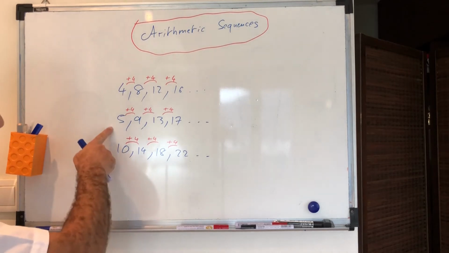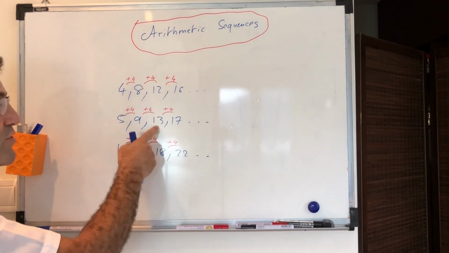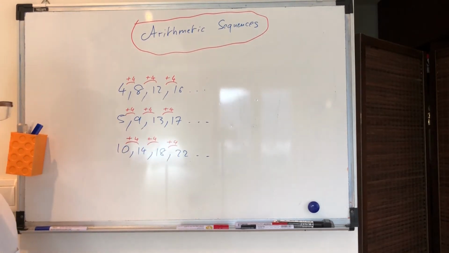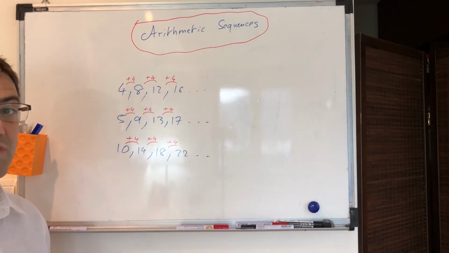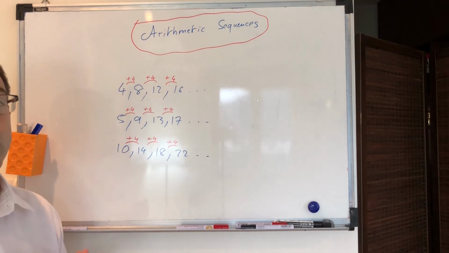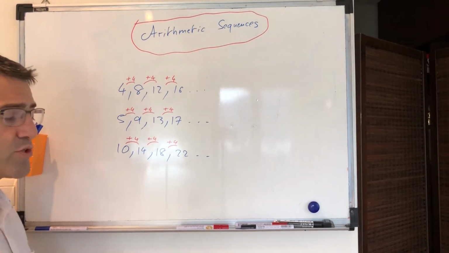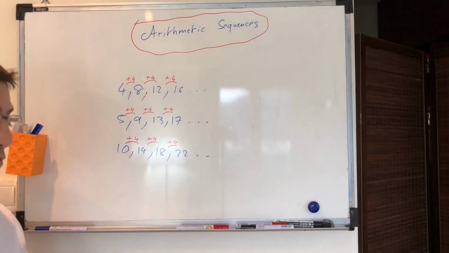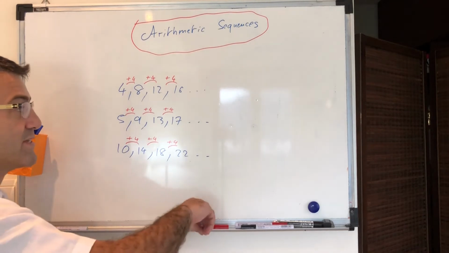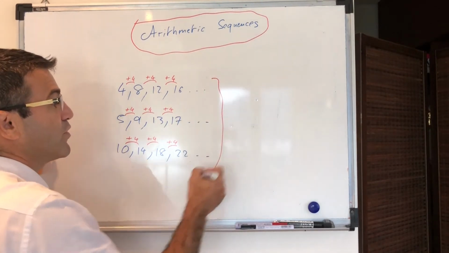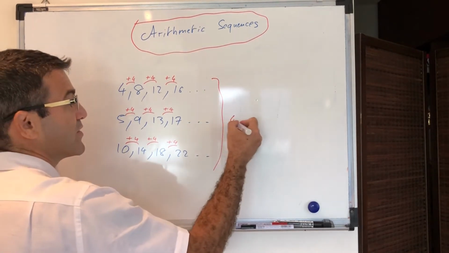And then when you look at the second sequence, which is 5, 9, 13, 17: 5 plus 4 is 9, 9 plus 4 is 13, 13 plus 4 is 17. This is also a sequence that moves in fours. And then the last one, 10, 14, 18, 22, is also a sequence that moves in fours. So all of these are what we call 4n sequences. They all move in fours.